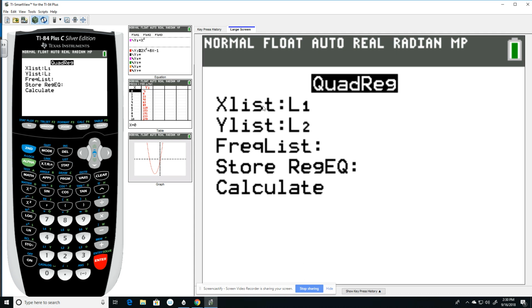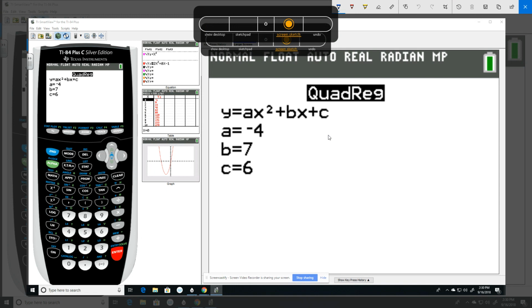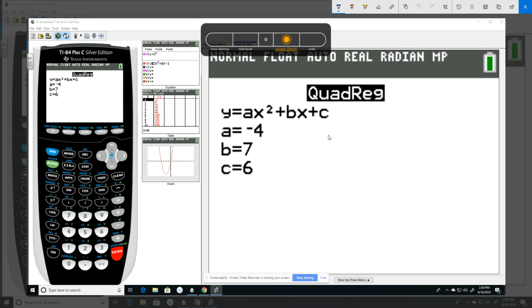Yours might say what list do you want to use for X's, what list do you want to use for Y's. If you have one of the yellow TI-84s, a lot of times it just automatically uses those lists. It doesn't give you an option. So yes, I want list 1. Yes, I want list 2. And I just keep hitting enter till I get down to calculate. When I do that, it tells me my quadratic regression is A is equal to -4, B is equal to 7, C is equal to 6.